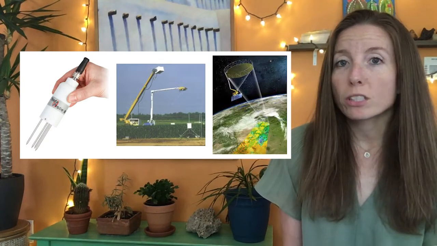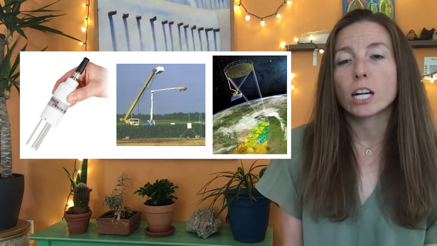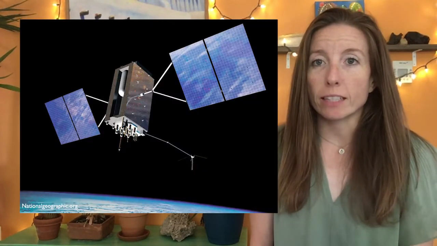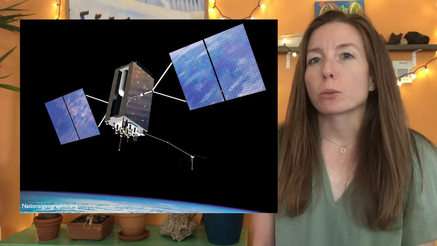And this principle has long been used by several different types of sensors, from small probes to satellites, to measure the moisture content of both soil and vegetation. It just so happens that Global Positioning System, or GPS satellites, also transmit microwave signals.